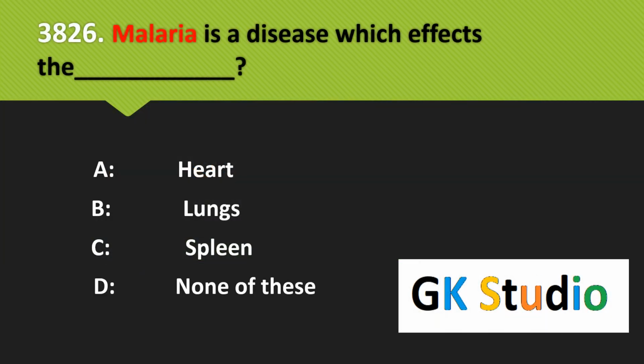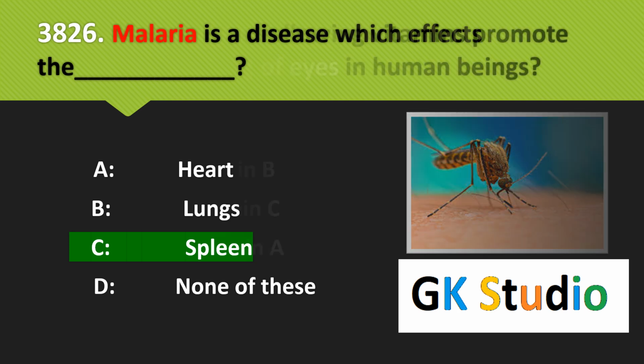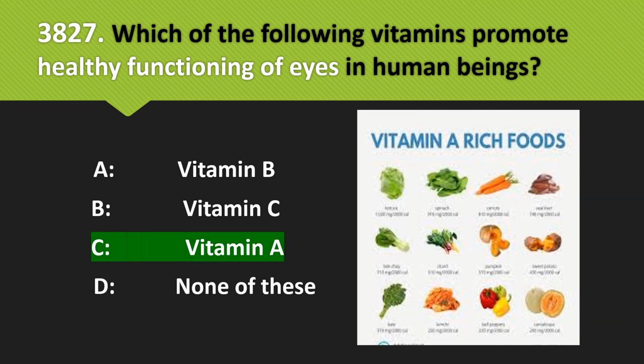Malaria is a disease which affects the... The correct answer is: malaria affects the spleen. Following vitamins promote healthy function of eyes in human beings. The correct answer: vitamin A is healthy for eyes.